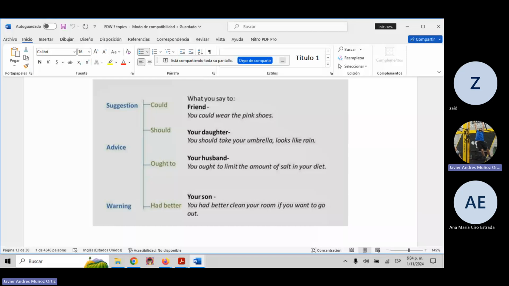Something between an advice and a warning might be ought to. So this is very objective. We have data, we have information when we use ought to. So you ought to limit the amount of salt in your diet because according to the data, according to those who know about nutrition, when you eat a lot of salty food or sweet food, you are going to have problems with your body. Let's suppose that, right? Because according to the articles, according to science, according to doctors, this is what happens. So you have an objective point of view. Should is subjective, ought to is objective.